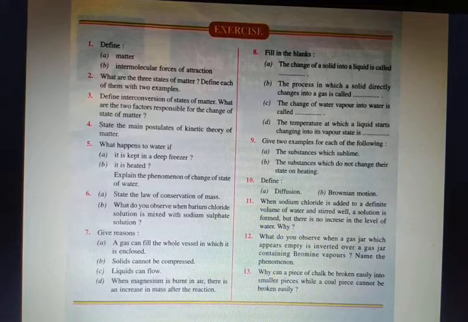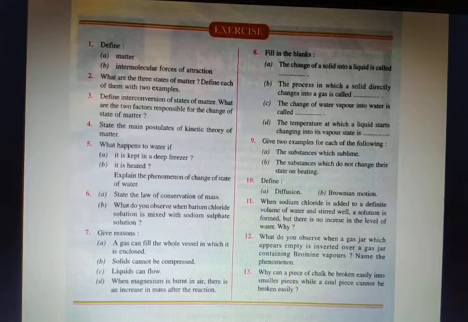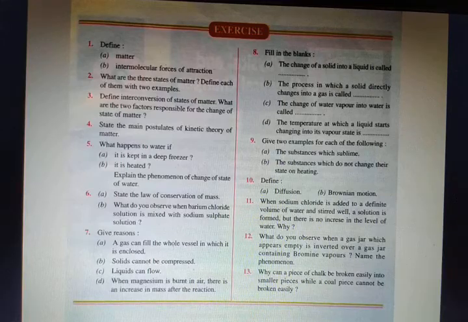Coming to the next question, fill in the blanks. The change of solid into a liquid is called melting. The process in which a solid directly changes into a gas is called sublimation. A change of water vapor into water, that means gaseous state to the liquid state, is called condensation. The temperature at which a liquid starts changing into its vapor state is called the boiling point.